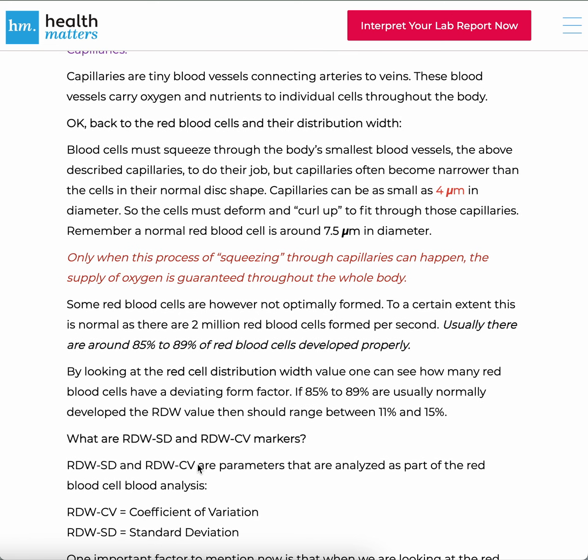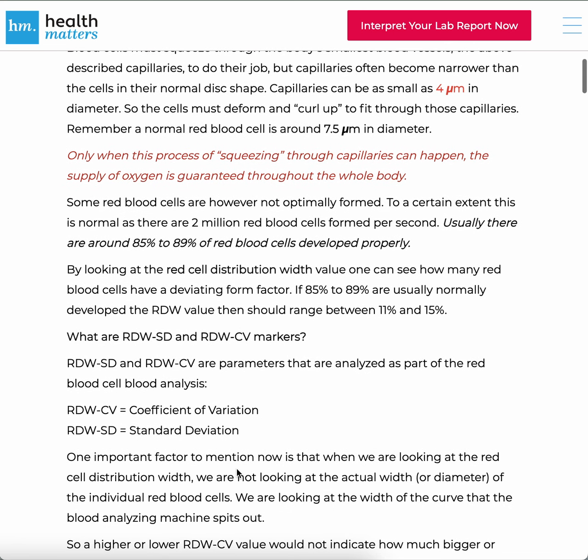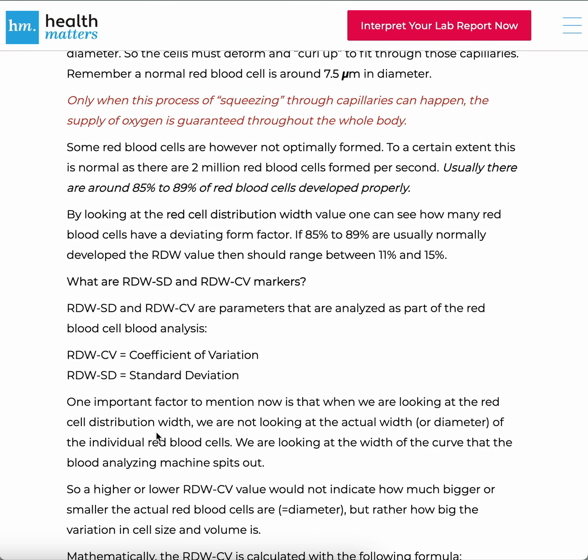RDW-SD and RDW-CV are parameters that are analyzed as part of the red blood cell analysis. CV is a coefficient of variation and SD means standard deviation. One important factor to mention now is that when we're looking at the red cell distribution width, we're not looking at the actual width of the individual red blood cells. We're looking at the width of the curve that the blood analyzing machine spits out.